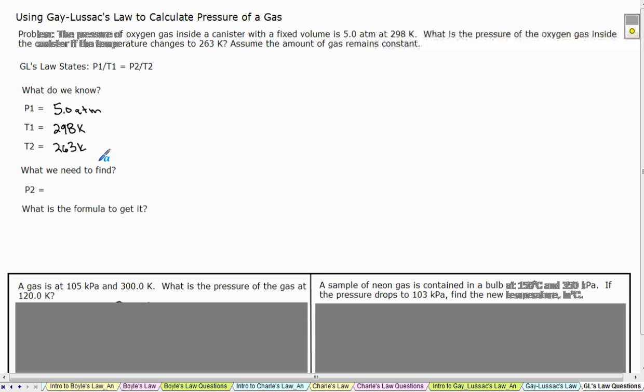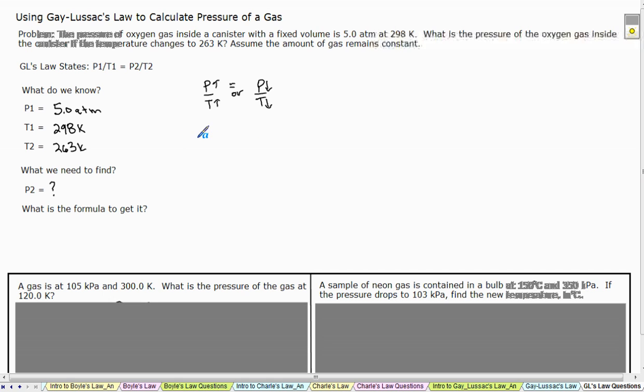So we need to find P2, but let's quickly think about this before we even think about putting a formula down. Remember that we've got this ratio of P over T. So if my pressure goes up, my temperature must go up. Or if my temperature, say, goes down, the pressure must go down in order to keep these two things equal.